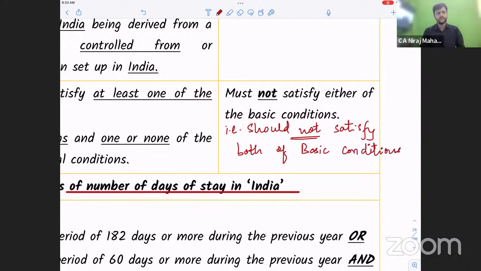All right. In that case, what if a person satisfies only one basic condition? He is resident. I'll repeat myself: if a person satisfies only one basic condition, he is resident. I am not using the word ROR or RNOR, he is just resident. If he satisfies just one or both of the basic conditions, he is resident. If he doesn't satisfy any of the basic conditions, both basic conditions not satisfied, he is NR, non-resident.